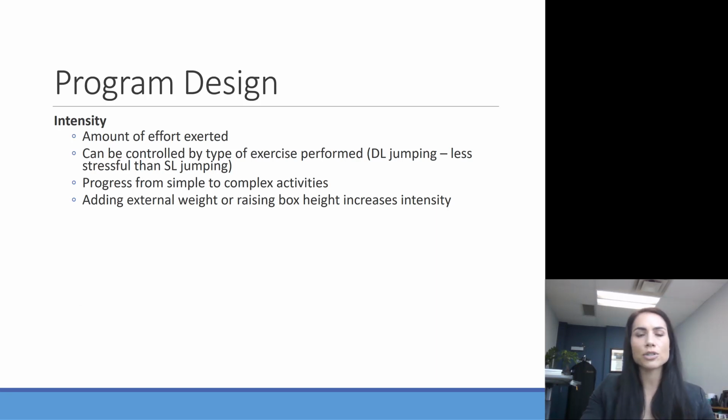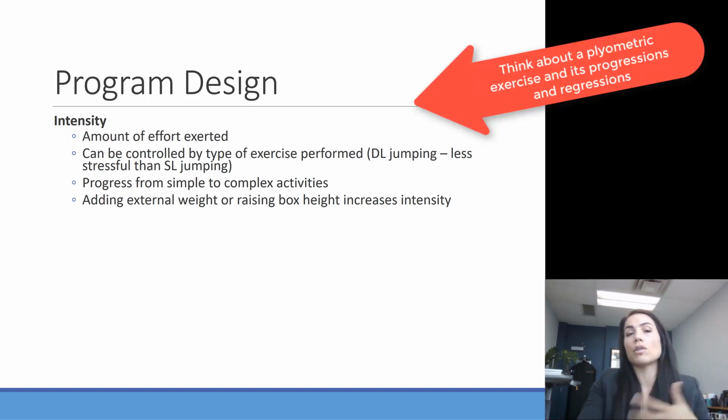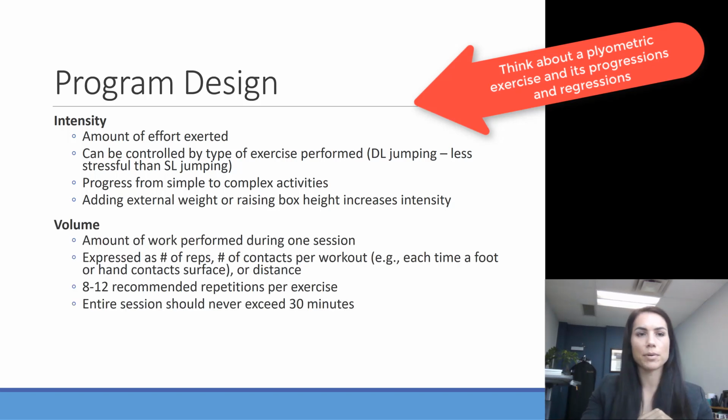Can it be controlled by the type of exercise that they're doing? If they do single leg versus double leg, progressing from simple to complex activity, and then also adding external weight or increasing the height of what they're, if you're using box jumps, which is very common, increasing the height of that box jump.